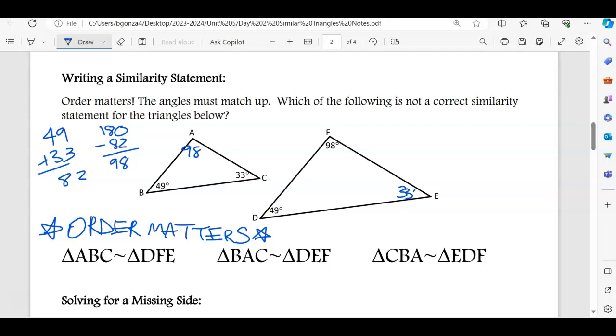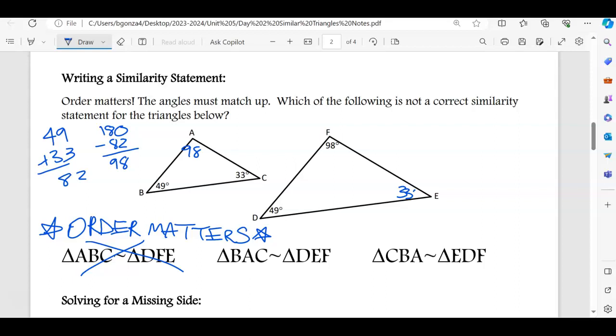So let's see if these are correct. All right, is this right? ABC is congruent to DFE? Let's follow it. A is at the top, 98. B is over here, 49. C is 33. Does DFE follow the exact same order? Nope. So ABC should match FDE. That's not the first one. So the first one has the right letters, but not in the right order. You see how the order has to exactly match for it to be the right statement.